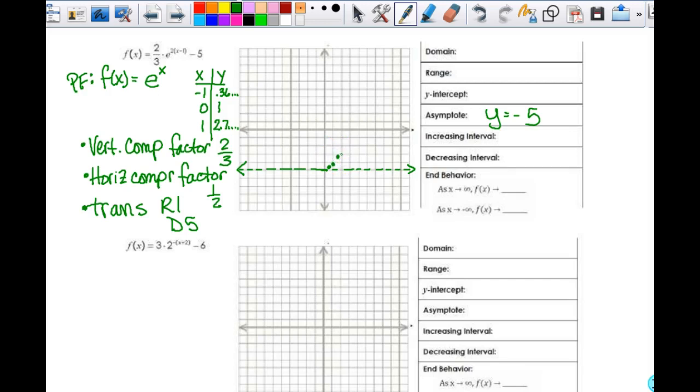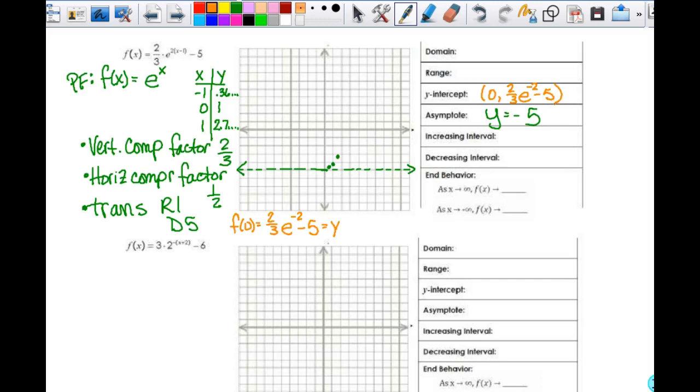They're really close together. What I don't have right here is my y-intercept, so I need to find that. My y-intercept is what I get when x is 0. So that'd be 2/3 times e to the 2, and then 0 minus 1 is -1, so it's really e to the -2 power minus 5. Well, nothing else I can do with that. Okay, that is equal to y. That is the y value of my y-intercept. It's 0, and then 2/3 e to the -2 minus 5.